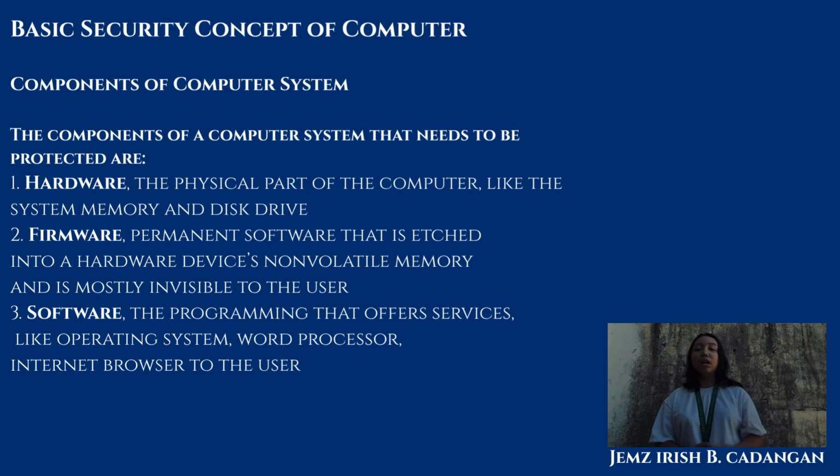Now, let's move to another topic, which is basic security concepts of computers. There are three components of a computer system that need to be protected. Number one, hardware: the physical parts of the computer like the system, memory, and disk drive. Number two, firmware: permanent software that is etched into a hardware device's non-volatile memory and is mostly invisible to the user. Number three, software: the programming that offers services like the operating system, word processor, and internet browser to the user.